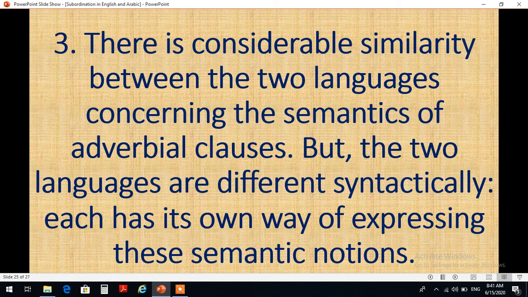But of course there are some details which might be different from one language into another.